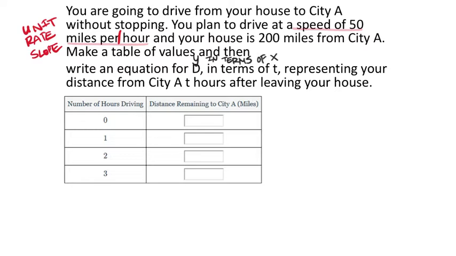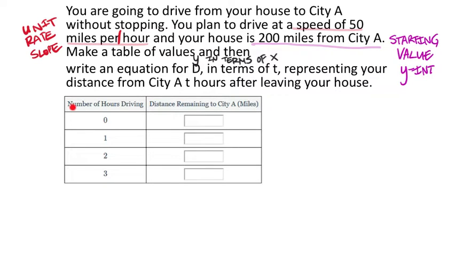But in addition to that, they also said your house is 200 miles from city A. Now that right there should be where we start. Start from your house. So we know that it should be our y-intercept, okay, for the equation. So right now we could actually write the equation, but before we do that, let's fill out this table, because on the assignment you're going to have to fill out the table and then you can write in the equation.